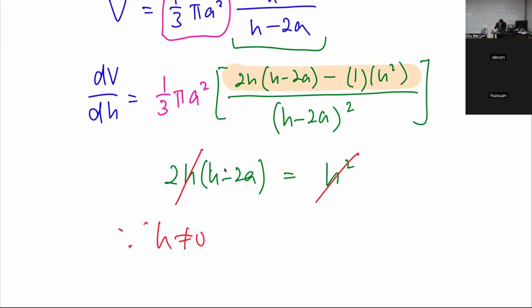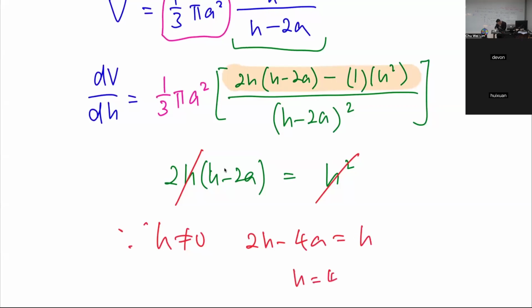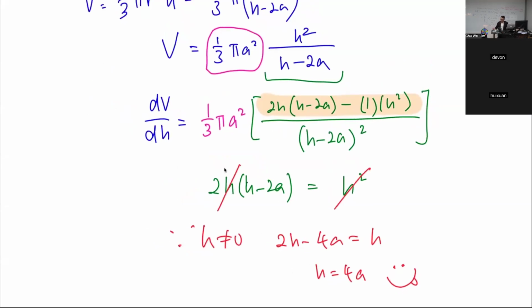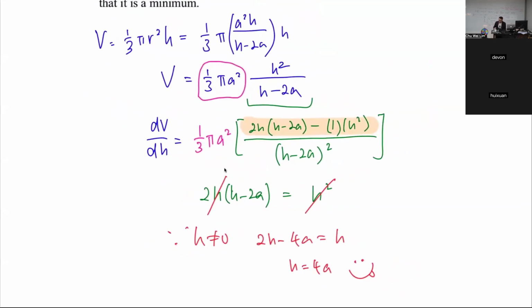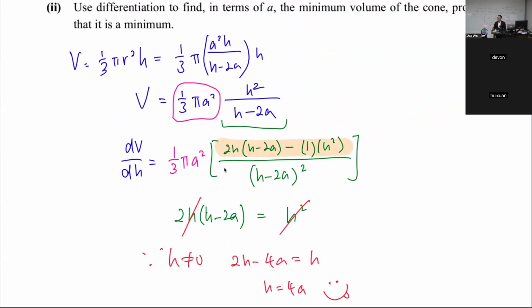Then you have 2H minus 4A is equal to zero, right? So H is equal to 4A. It's quite easy, right? Honestly speaking, don't you think so? Agree with me? Just like that, only a few lines. Don't make things so complicated.